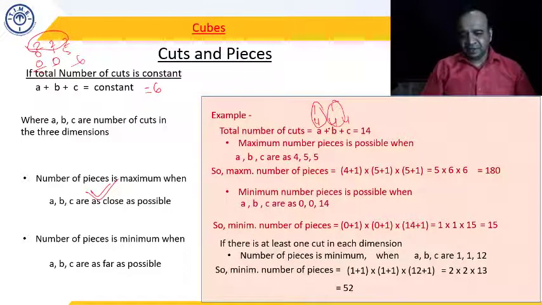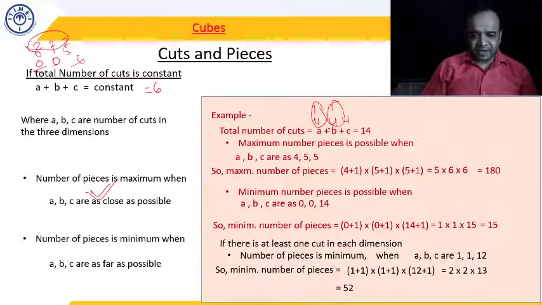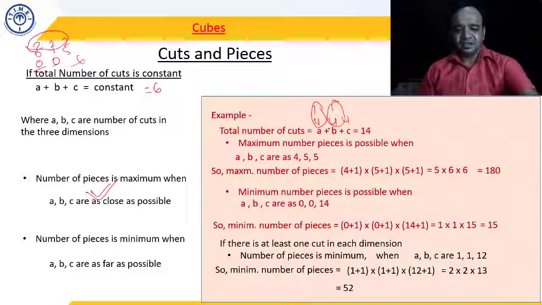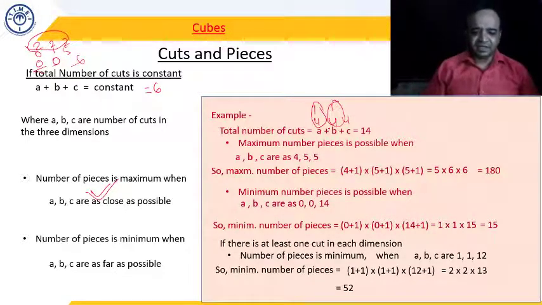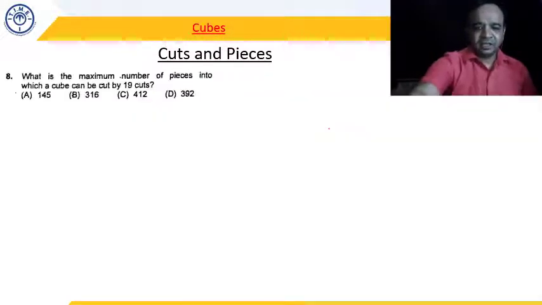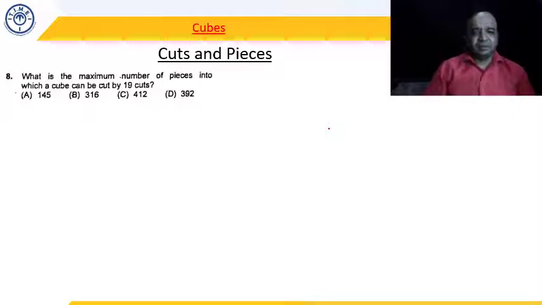So in that case, if at least one cut is provided along each of the dimensions, then the total number of pieces as a minimum can be obtained as 52, and as a maximum we can have 108. Okay, this is the theory part we have, and that was the example. So now look at the question from the handout. What is the maximum number of pieces into which a cube can be cut by 19 cuts? Okay, just use the same funda.